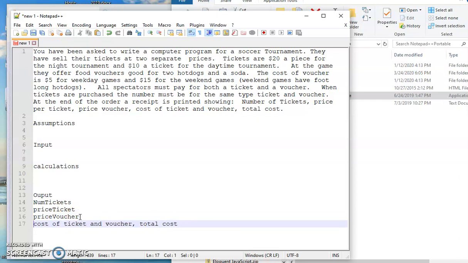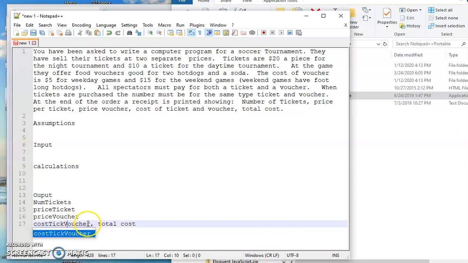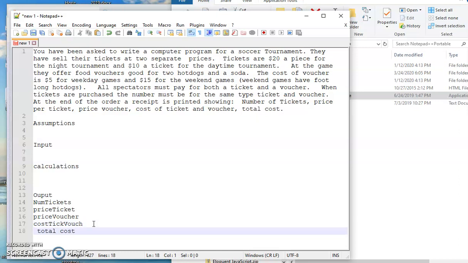All right, and the next one is cost of the ticket. So I'll do cost ticket. And then the next one is going to be, oh, I had price ticket, price voucher, and this is cost tick vouch. And I'm trying to make these as small as possible. And the last one, total cost, all I got to do is camel it, and we're done with our output. Okay, that's as easy as it is.